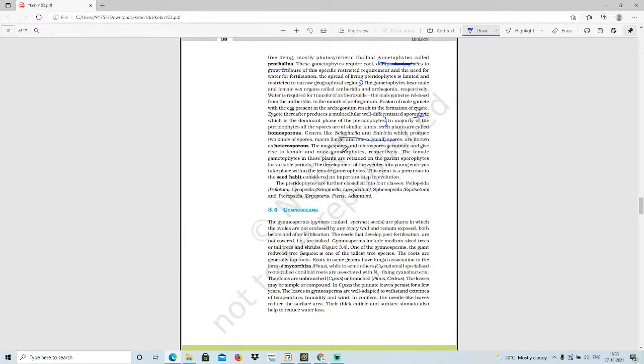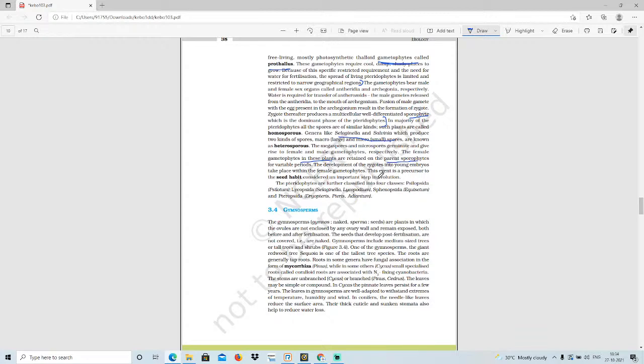So they are telling that the megaspores give rise to female gametophytes and microspores give rise to male gametophytes. So this is a different thing that is happening only for heterosporus type of pteridophytes. Okay, so now what happens now? The female gametophytes in these plants are retained on the parent sporophytes. The female gametophytes are retained in the parent sporophytes for variable periods. I mean, for different timings. So some are retained for a small time, and some are retained for a long time.